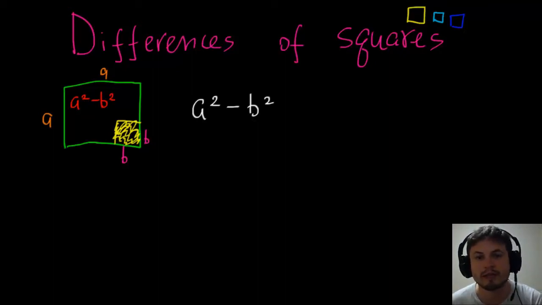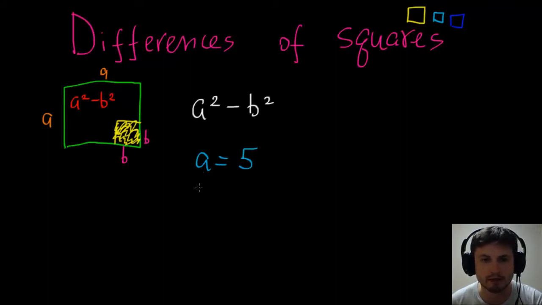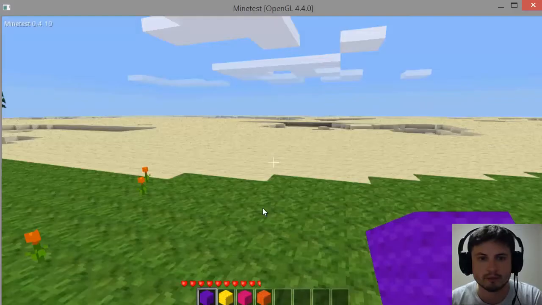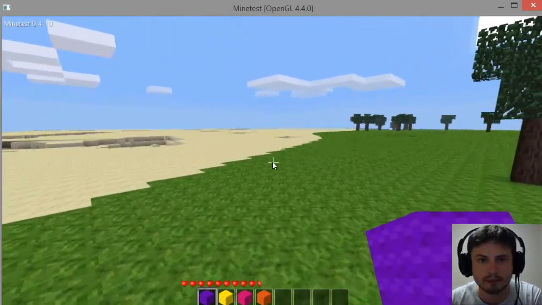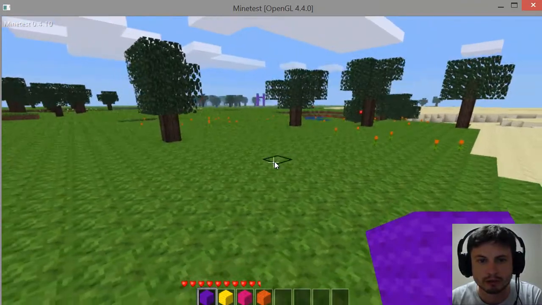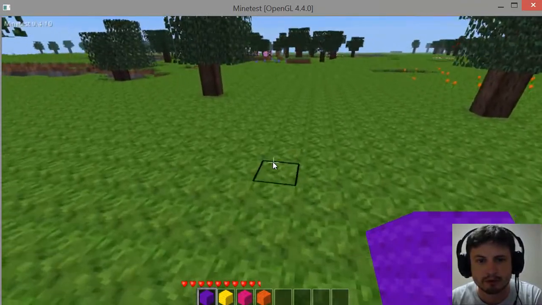Firstly, let's try with the visual method using a game called Mind Test, which is basically like free Minecraft. And let's just say that here A is going to be, let's pick something easy to build, 5 squares in length, and B is going to be 3. Alright, let's go into Mind Test. This is what Mind Test looks like. It's exactly like Minecraft, but it's absolutely free. You can download it as well, you can play it. But basically, I'm going to start building my square.